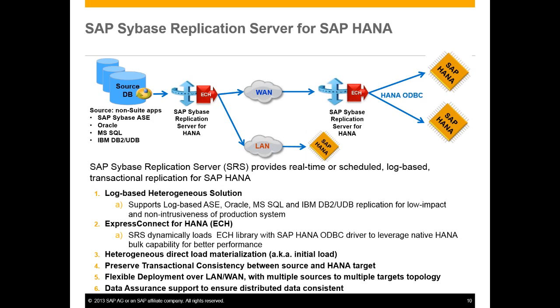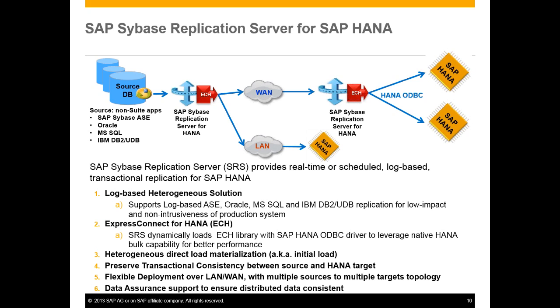The fifth one shouldn't be new to you because Rep Server is well known for its flexibility. Not only can you deploy over LAN, but also WAN, basically with multiple sources and multiple target topology. The sixth one, data assurance, is a very unique capability we also introduced for HANA, for IQ, for Oracle, for ASE.